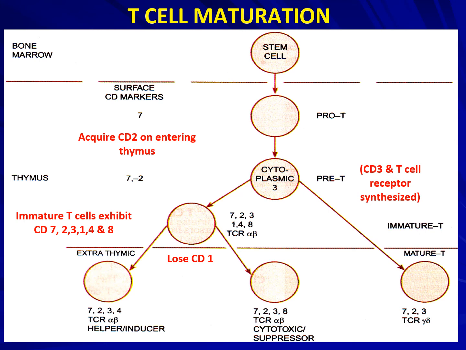The T cell maturation starts with a stem cell which produces a pro T cell. That pro T cell has a CD surface marker as 7. On entering the thymus, it acquires the CD2 marker. Then in the thymus, it becomes a pre-T cell wherein it is acquiring the CD3 marker.